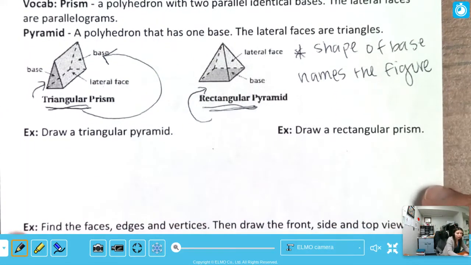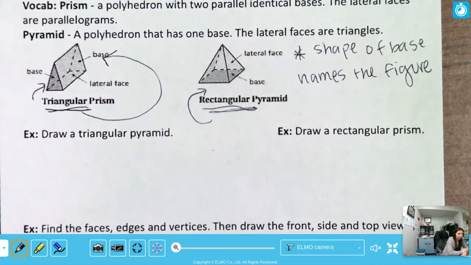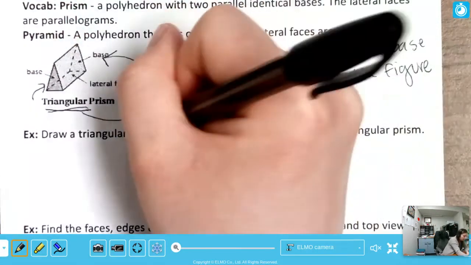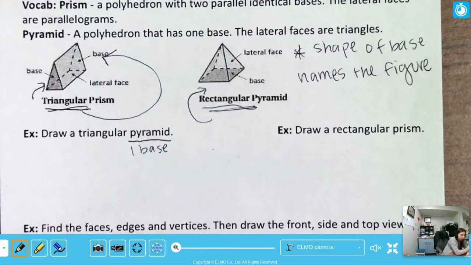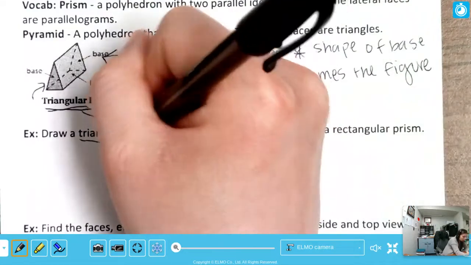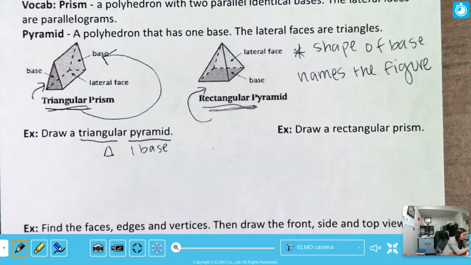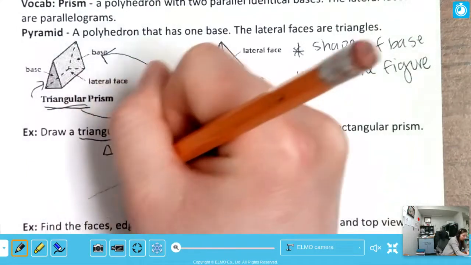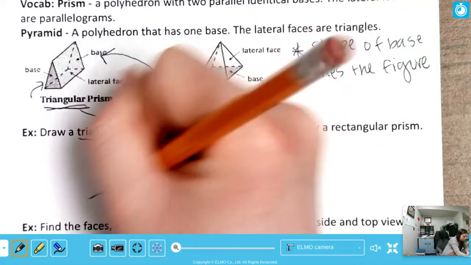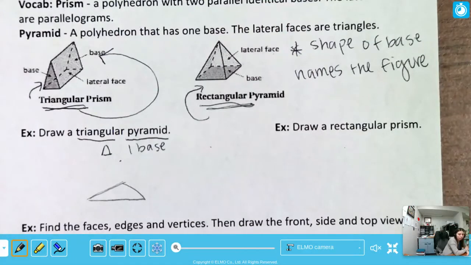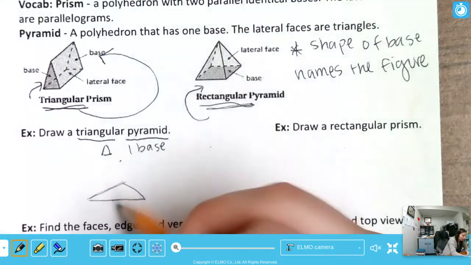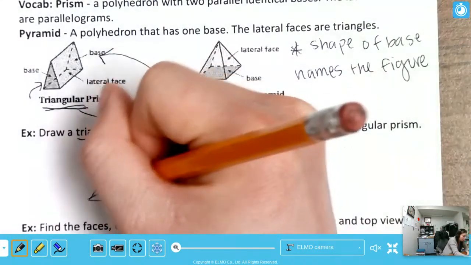So we're going to practice drawing these things. First, we're going to draw a triangular pyramid. Well, it's a pyramid. Pyramids have one base, so I know that. It's a triangular pyramid. That means that the base is going to be a triangle. So let's start by drawing that one triangle base. There's my one triangle base. There's not another base across from it. There's just the one. So up top, it's just going to be a single point. My pyramid all meets at the top at a single point. So I have my one triangular base. It's going to meet at a single point. All I have to do is now connect them.